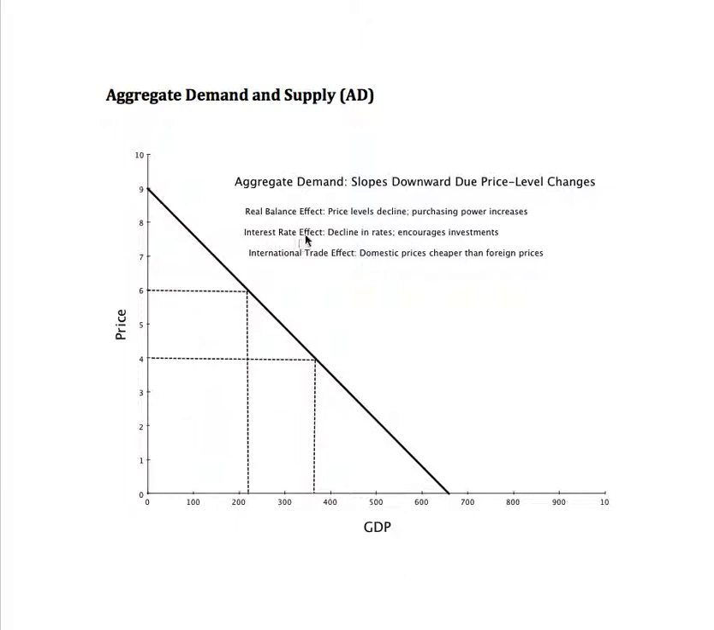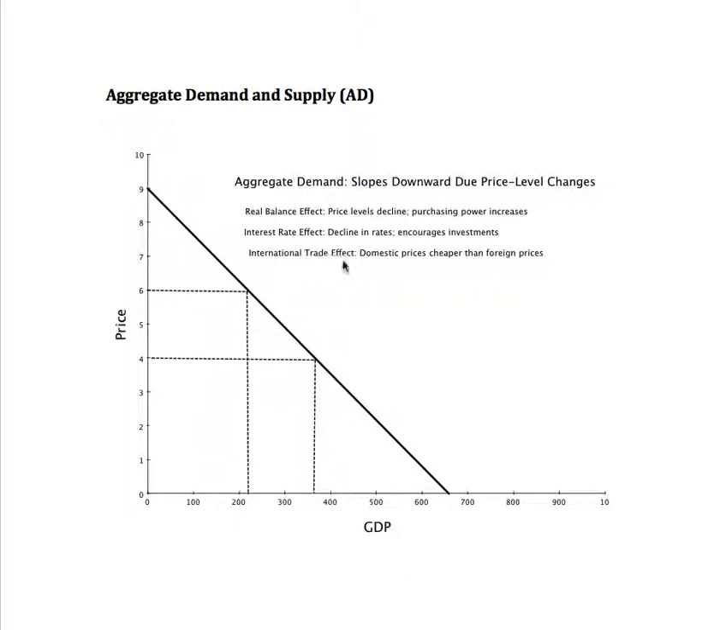When we look at the interest rate effect, we're looking at the decline in rates, and here it encourages investment. And this would be by corporations. In other words, when corporations see interest rates declining, they will have a tendency to go out and borrow money, and with that borrowing, they will reinvest in plants, equipment, or expand their business, and that will have a positive impact on GDP.